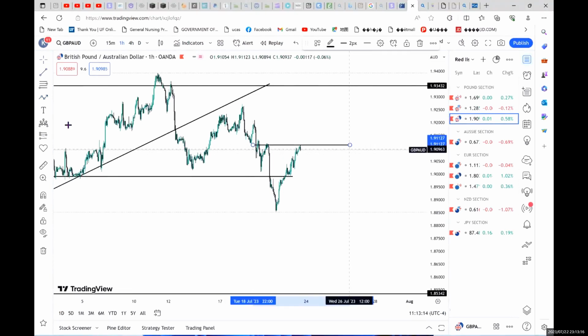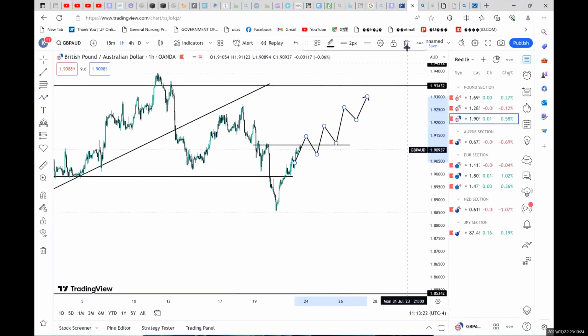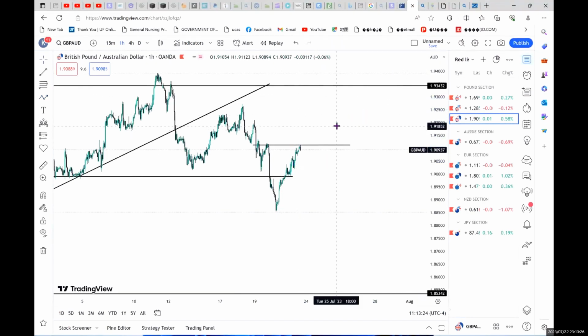Possible break of this level, price break, retest, and then we have something like this going up. Okay, the only way I'll be looking for buys is if price starts giving me higher highs, higher lows, higher highs, higher lows, like this.